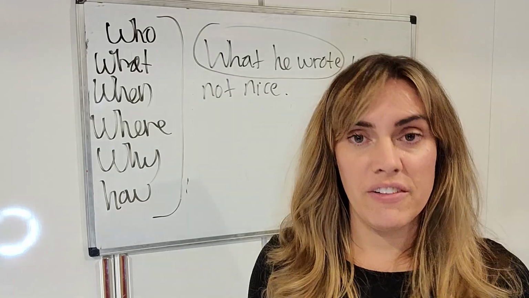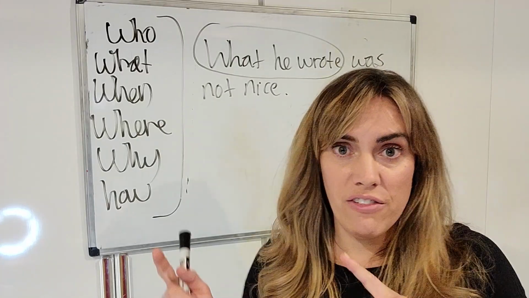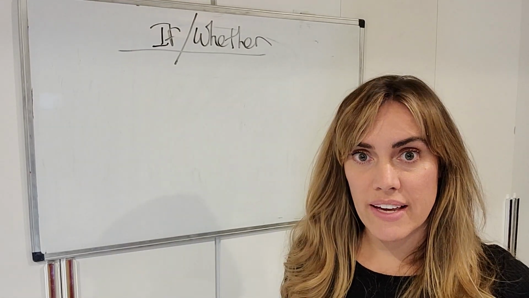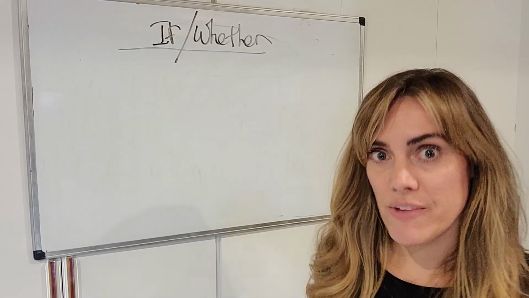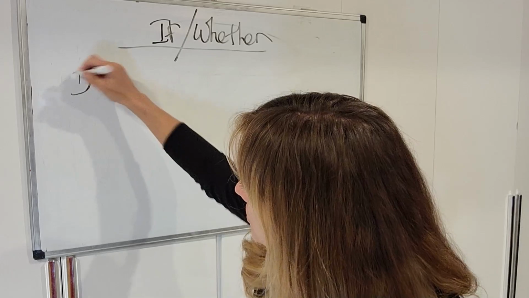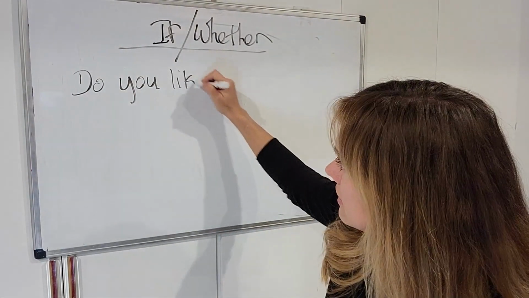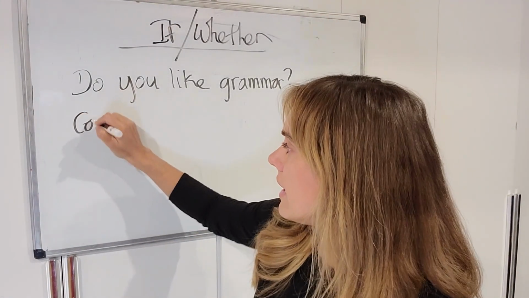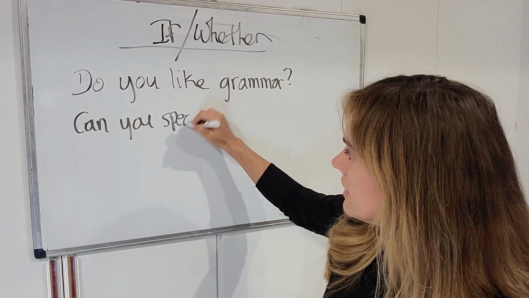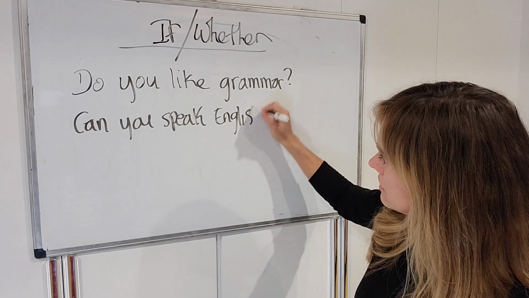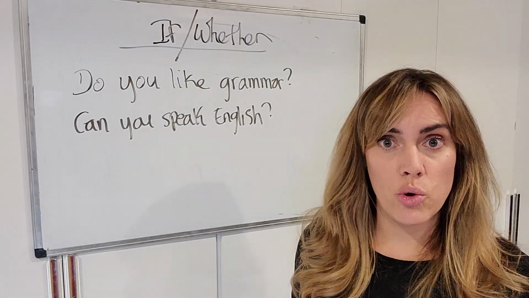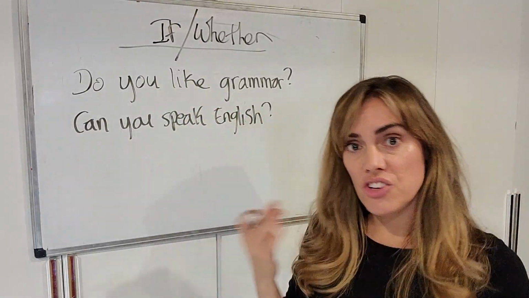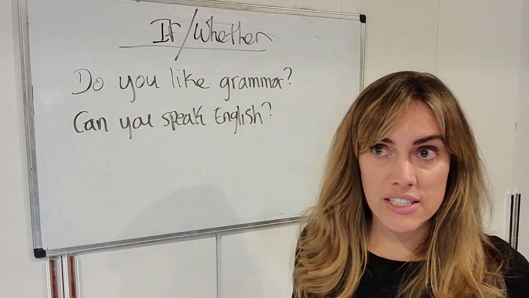Finally, let's look at the last type of noun clause, and that is the type that starts with if and whether. Okay, so the words if and whether are used when we want to make a noun clause that's actually a yes/no question. So for example, do you like grammar? Right? Can you speak English? So these are some examples of yes/no questions. The answer can be yes or no. So when we have a yes/no question, we can change it and turn it into a noun clause that starts with if or whether.